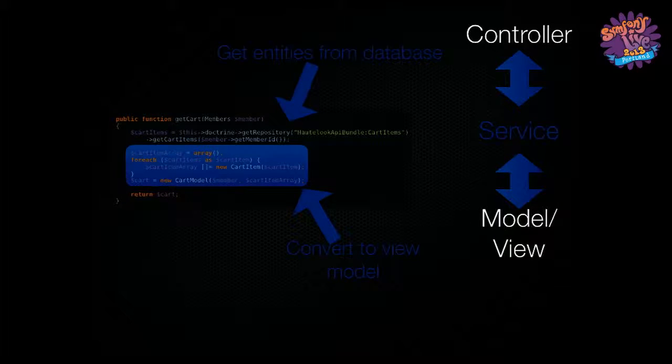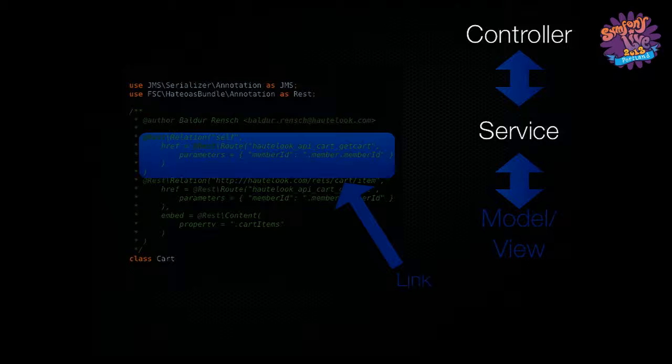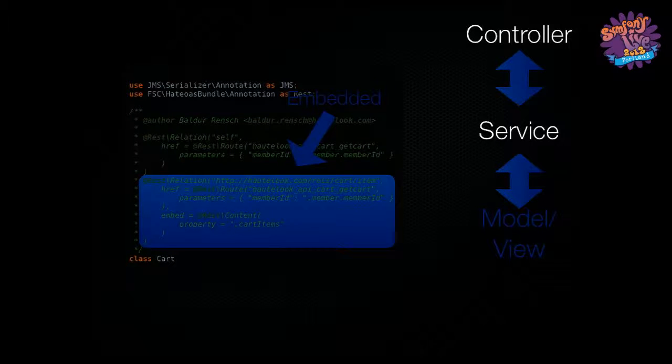So how do those view models look? The view models are really just value objects. So they basically just have a bunch of parameters. But look at those annotations that are there. This is a link, and this is how you embed other entities. What it does here is you basically just specify, use the cart items property on that object, and then the serializer will serialize each one of those and stick them in as embedded resources.